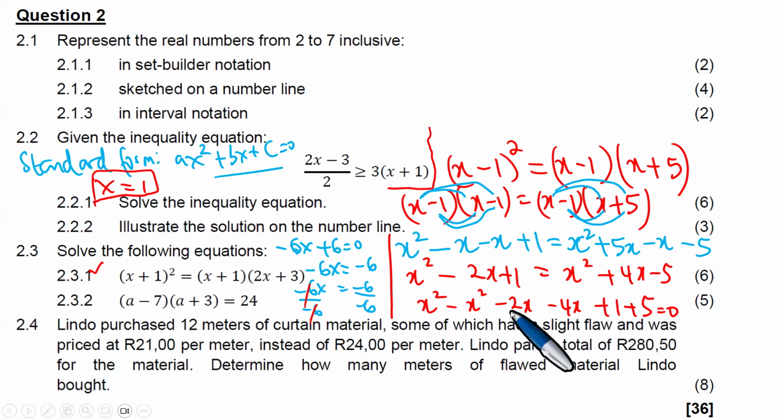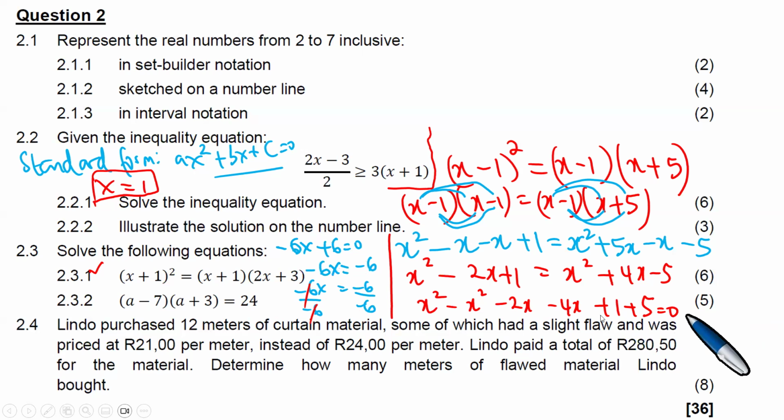But the 6, what is minus 2x minus 4x? Because here the signs are the same, you take the common sign and you add the two numbers. What is 2 plus 4? It's 6. So it's going to be minus 6x. And 1 plus 5 is 6. So we have minus 6x plus the 1 plus 5, which is 6.